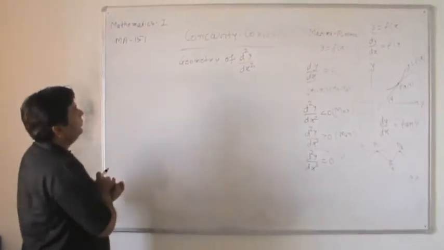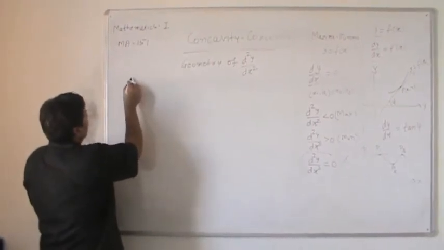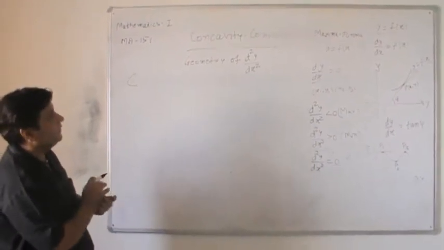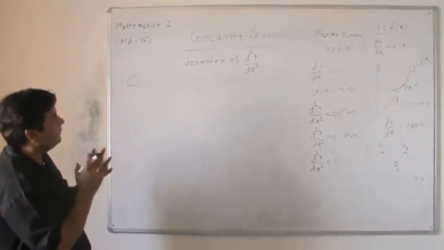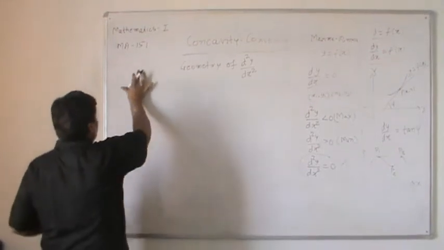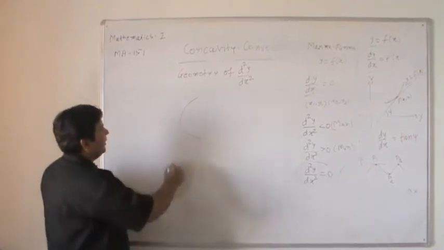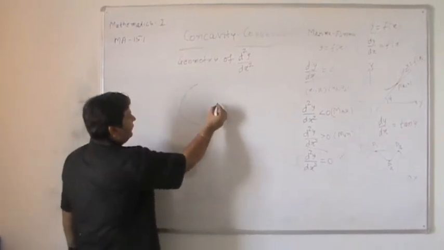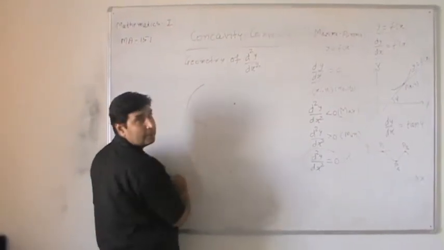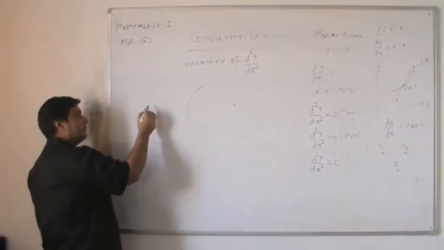So now we come to these terms. Concavity and convexity are relative words. They are not absolute terms, they are relative terms. Suppose I have a curve of this type, which I can draw with a large parameter. If an observer is sitting on this side, then for this observer, this curve is concave. And if the observer is sitting on this side, then for this observer, this curve is convex.